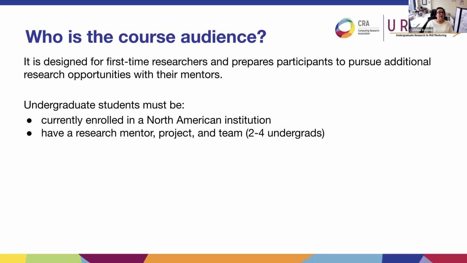What else? You need to have a research mentor. So here's the thing, it has to be structured. We talked about the structure here. You need to have a research mentor, an identified project that you're going to work on, and a team. A student cannot take the course on their own. Students need to work in at least pairs, so teams of 2 to 4, in order to take the course together.